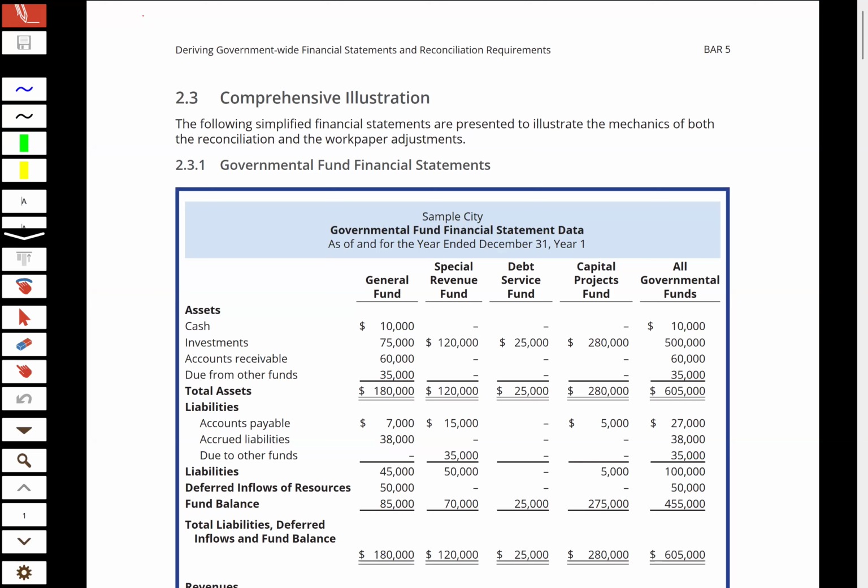And then you would have on the far right, if you are imagining, the government-wide statements that would be presented. So what I want to do, since we've sort of talked about that a little bit, is just go through this.